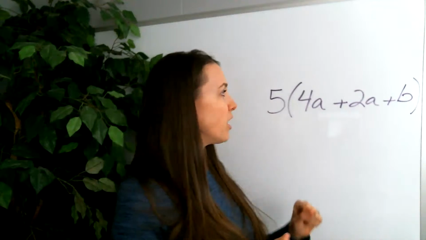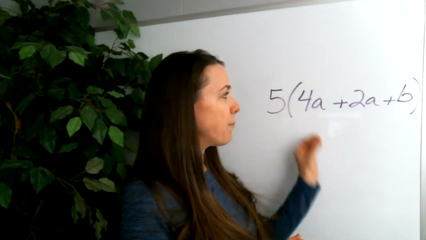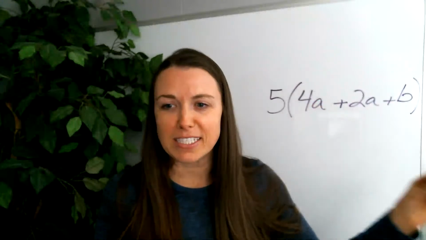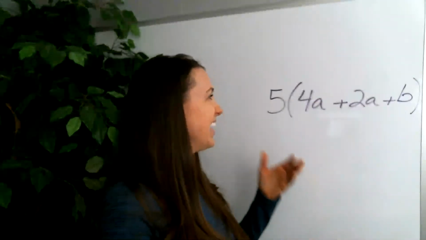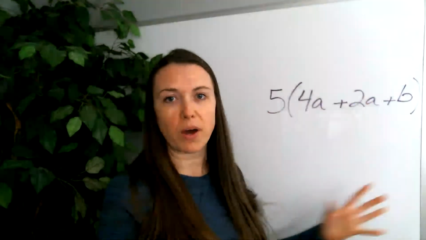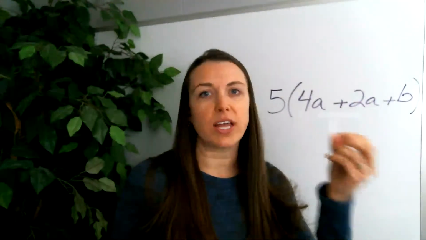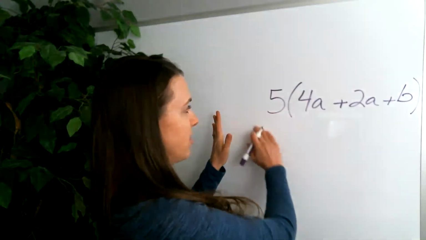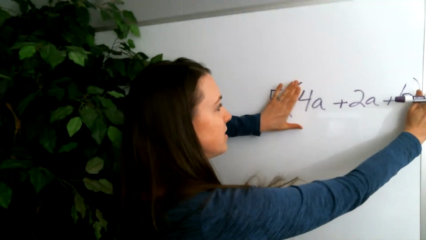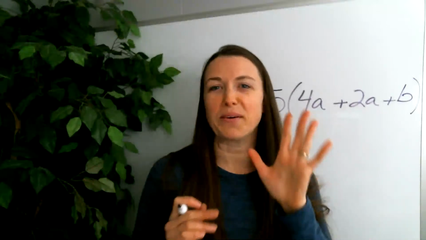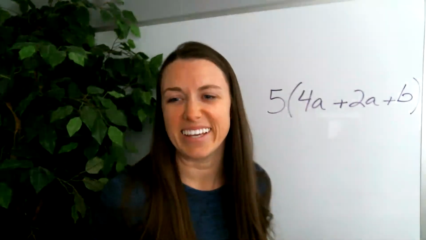So here I have apples and bananas. Okay, so my A is apples, my B's are bananas. So what I want to do is, I have 5 bags total, but I want to figure out how many apples and how many bananas am I buying. So this is a grocery bag, the 5 right here. And then this is the contents of the grocery bag. Okay, I know it's a silly example. Bear with me.